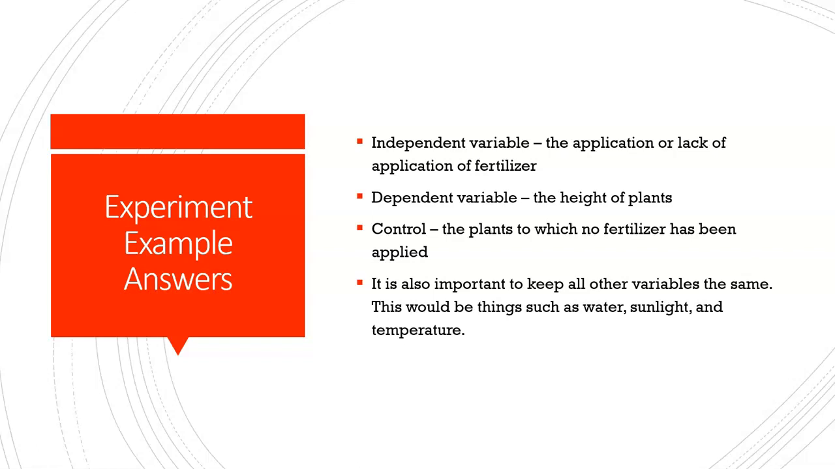All right, so it's important to keep the other variables the same. Those things are known as constants. And a lot of people confuse constants with the control. With these, you want to give the plants the same amount of water, the same amount of sunlight, and the same temperature, and just generally try to make sure that there are no significant differences between the two groups other than the independent variable.